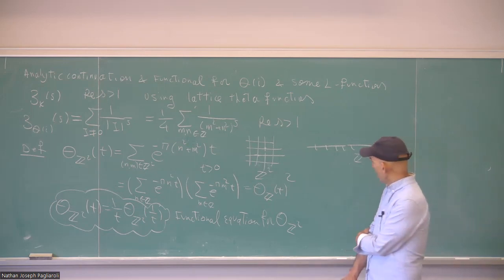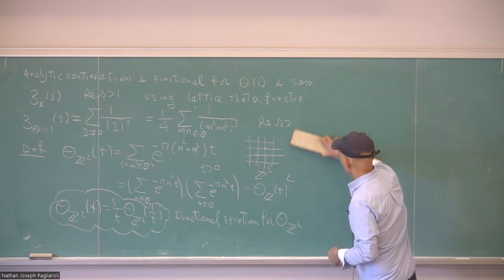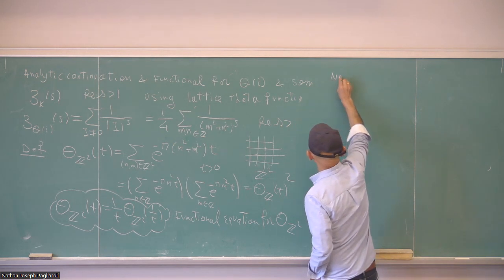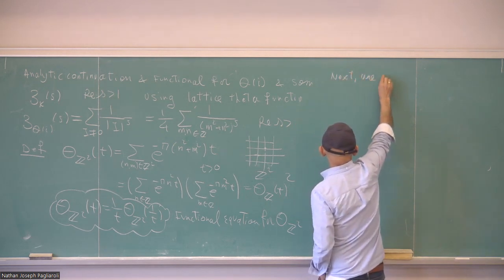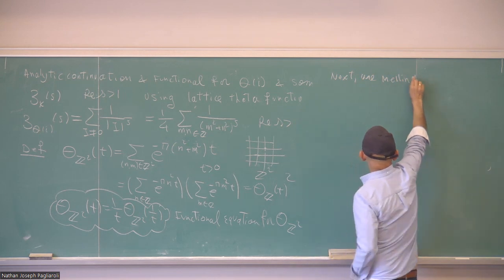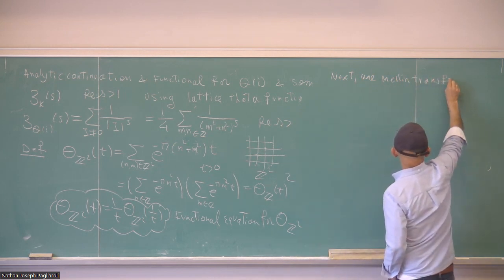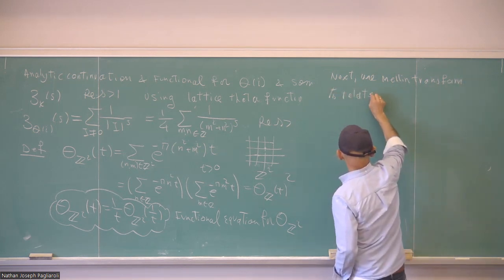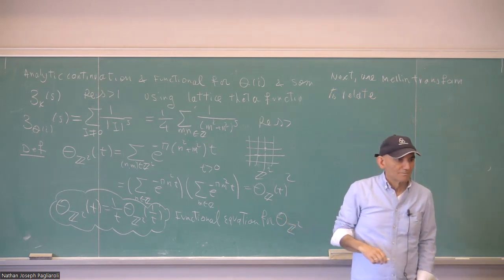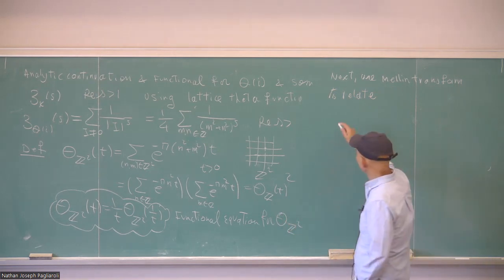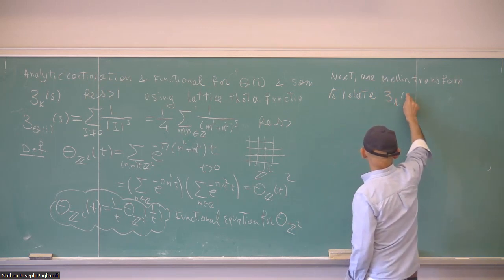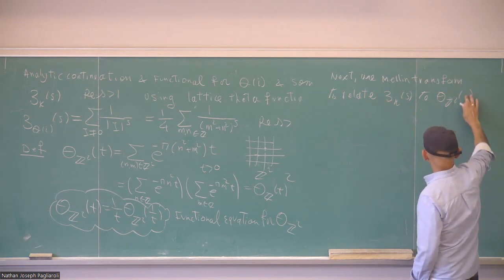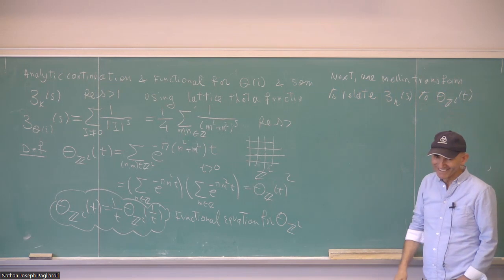All right. Now, what do we want to do? Next, we use the Mellin transform to relate what to what? To relate zeta of K_s to theta z2 of s, not st. Is this right?